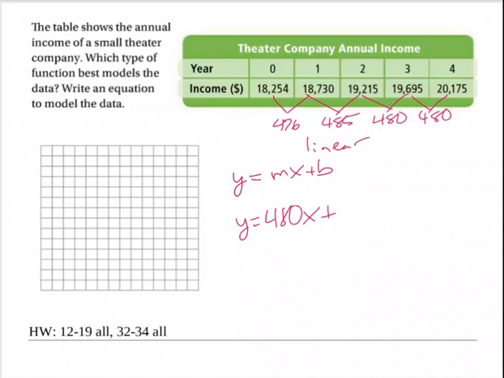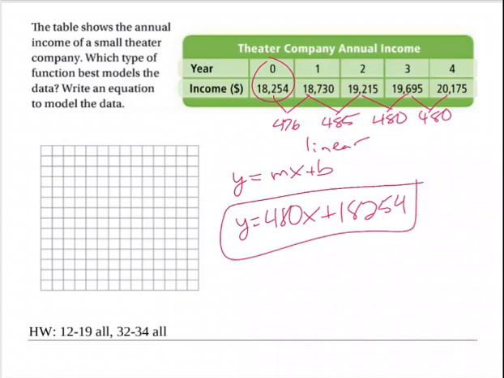Where'd you get the 254? That was just the starting amount. The b is the y-intercept. That's where we start when time is 0. When time is 0, that's our y-intercept, 18,254. It's that easy. Okay? You got your slope already because you already know the rate of change, and you already know the y-intercept because it was given to you. It's that straightforward to come up with an equation.